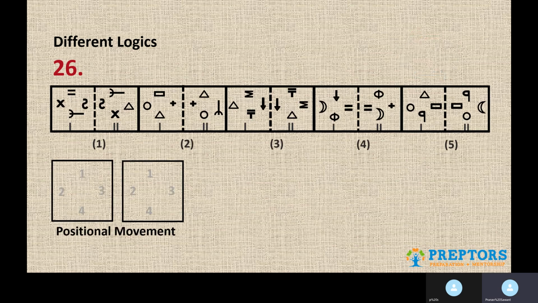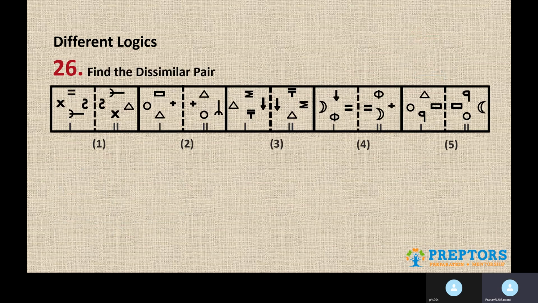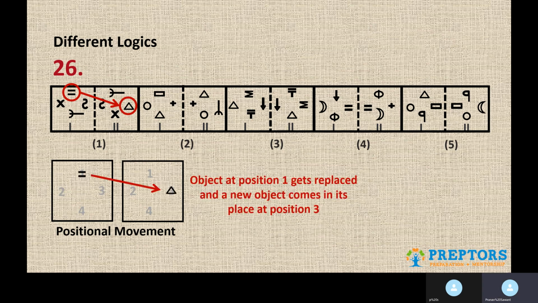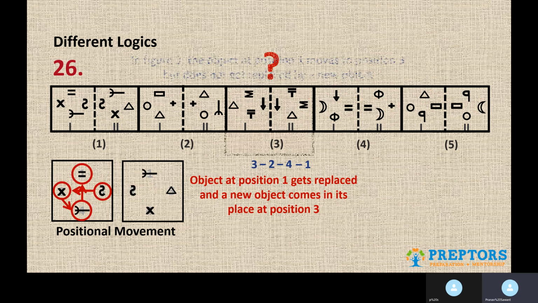Let's move to this question. So again, we have to find a dissimilar pair. First, the object at position 1 gets replaced by a new object, which comes in position 3. So let's check. 2 is also following. If you observe, 3 is not following the pattern. In 3, the same object is repeated. Hence, option 3 is the odd one out.